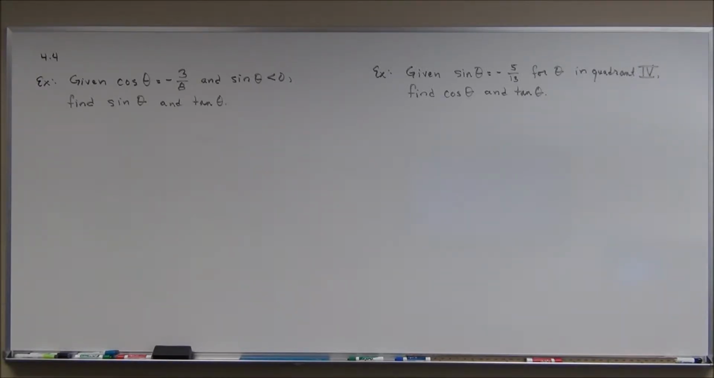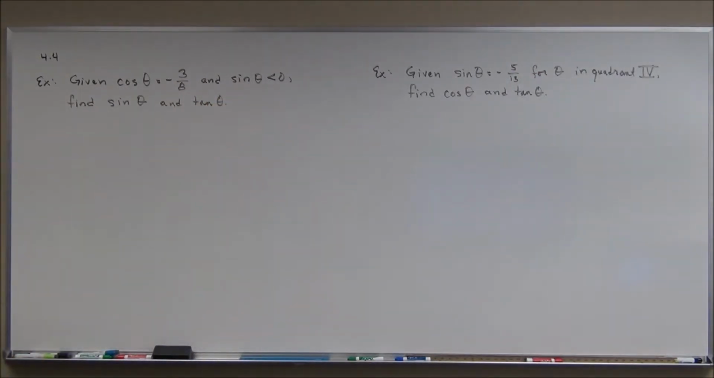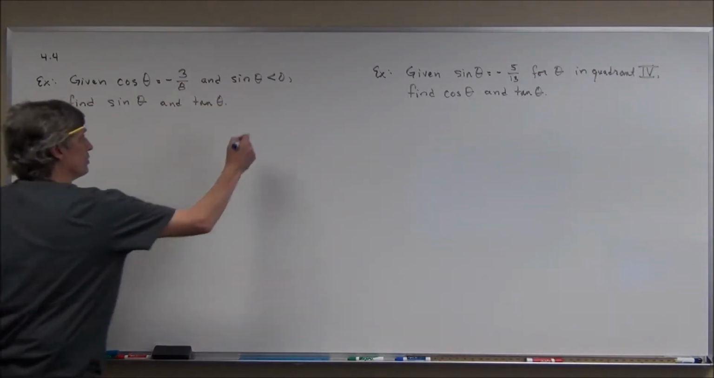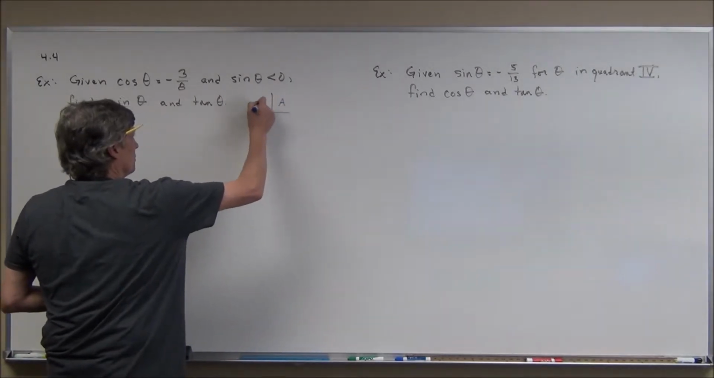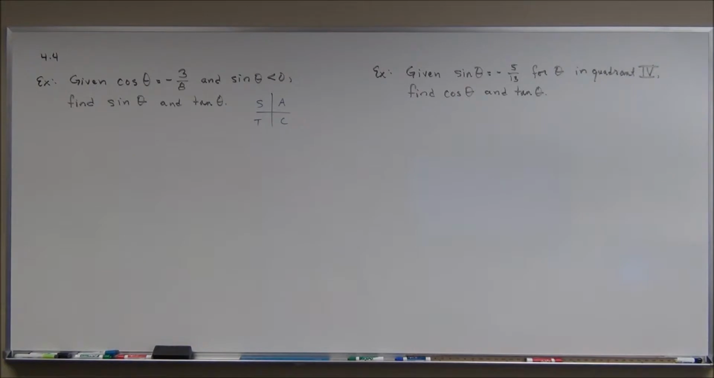Given that the cosine of theta is -3/8 and that the sine of theta is less than 0, find the sine of theta and the tangent of theta. Well, the fact that cosine is negative and sine is negative tells me that I am in the third quadrant. Remember, all students take calculus. Tangent's positive, but sine and cosine are both negative.